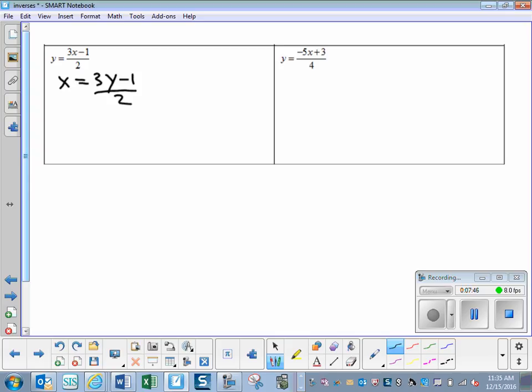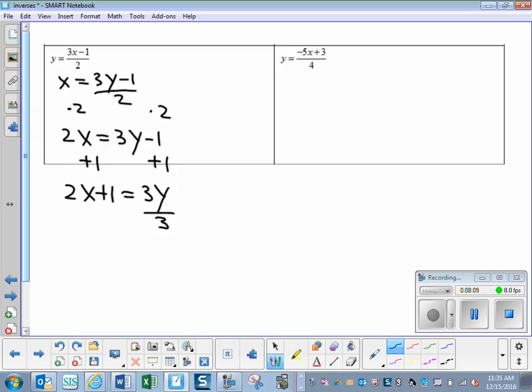Now what do I do? Multiply by 2. So I'm solving for y, so I'll multiply both sides by 2. And 2x equals 3y minus 1. Now what? Add 1 on both sides. And now what? Divide by 3.